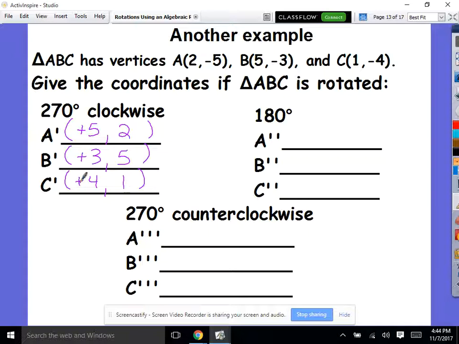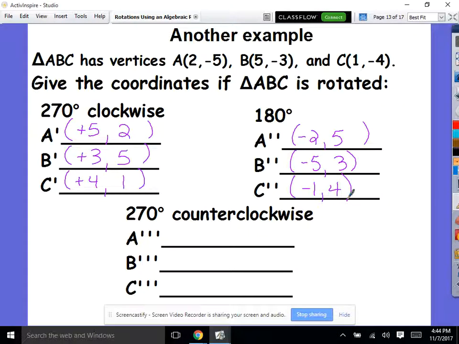For 180 degrees, above that I want you to write CW clockwise. You can just write CW for clockwise equals CCW for counterclockwise. So all we do is change the signs. Negative 2, positive 5, negative 5, positive 3, negative 1, positive 4.